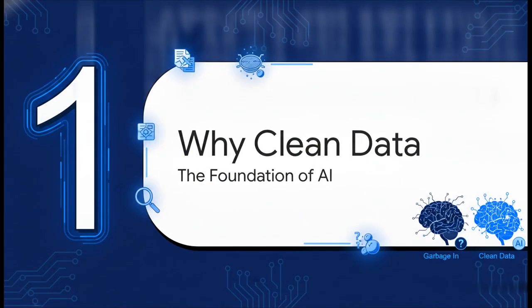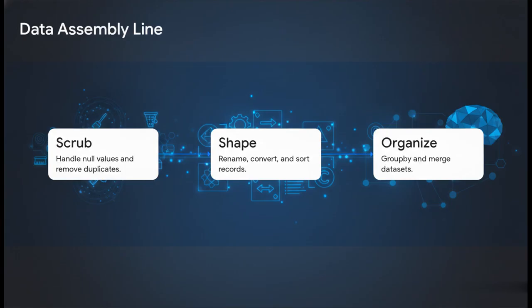All right, let's start right at the beginning with Section 1, why clean data for AI? There is a golden rule in data science you've probably heard. Garbage in, garbage out. You just cannot expect a machine learning model to give you brilliant predictions if the information you train it on is totally flawed. The AI doesn't know what's true or false. It just finds patterns in whatever you give it.